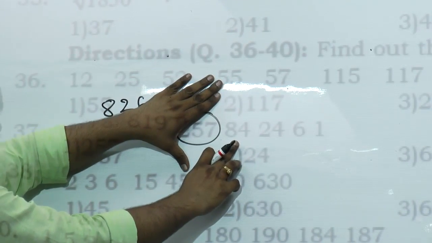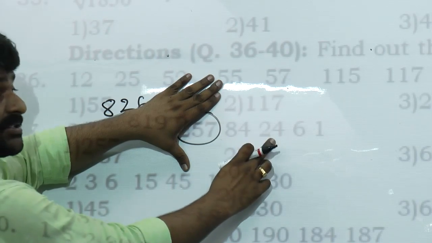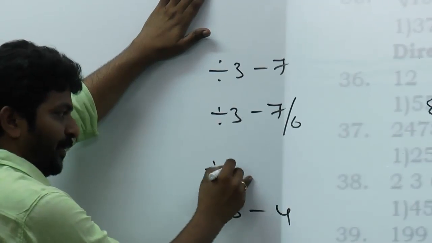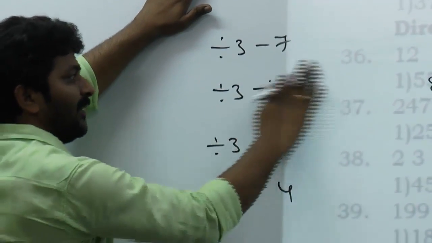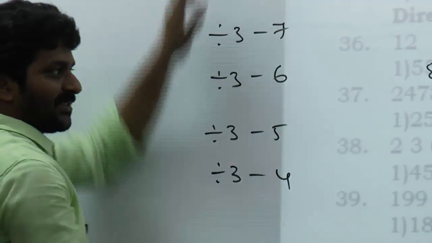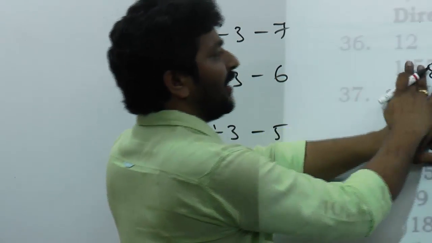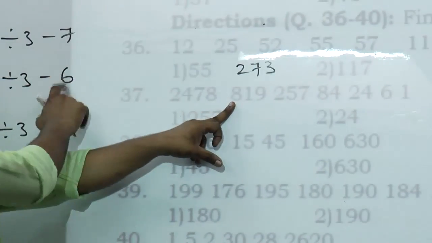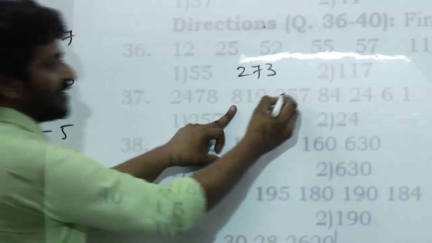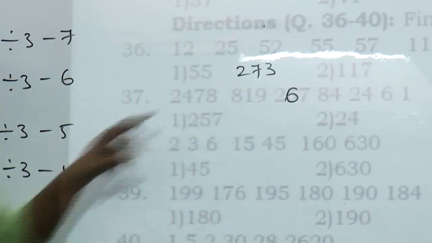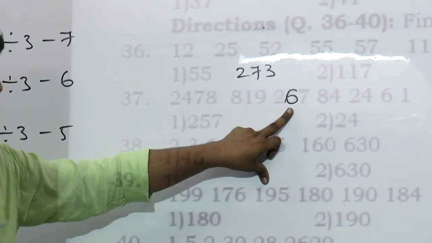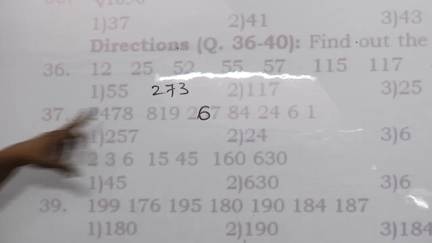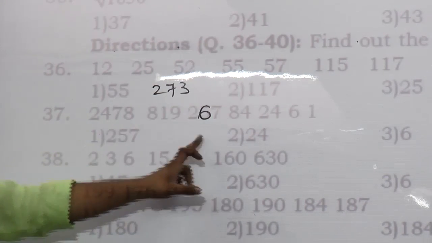20 minus, so that is divided by 3 minus 4. Previous should be divided by 3 minus 5. This must be divided by 3 minus 6. Divided by 3, how much will you get? 273 minus 6, 267. You should have 267. Let's verify it. Divided by 3, 89 minus 5, 84. Satisfied.